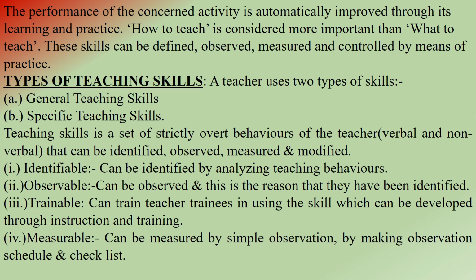Identifiable. They can be identified by analyzing teaching behaviors. Observable. They can be observed, and this is the reason that they have been identified. Trainable. Teaching skills train teacher trainees in using the skill, which can be developed through instruction and training. Measurable. They can be measured by simple observation, by making observation schedule, and by making checklists.